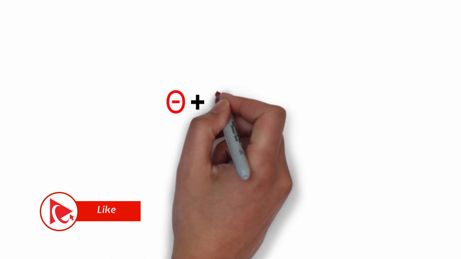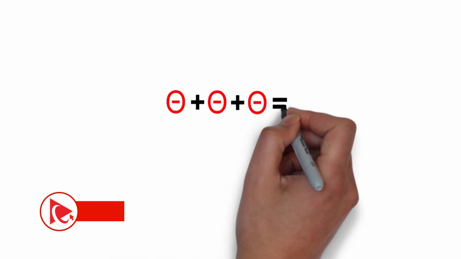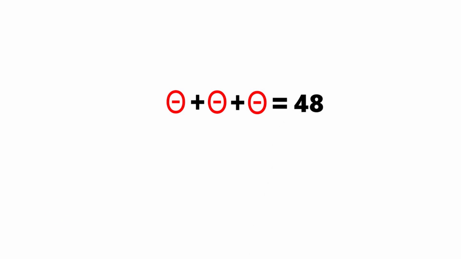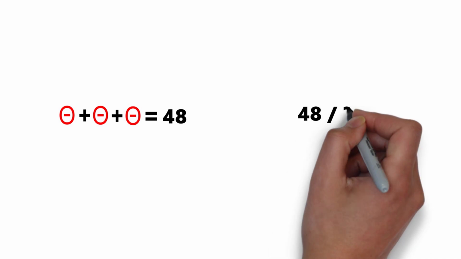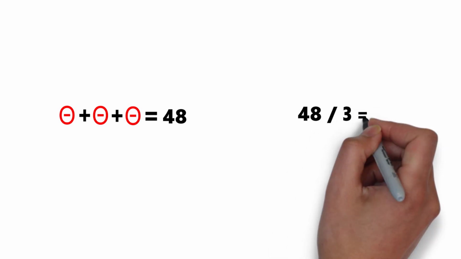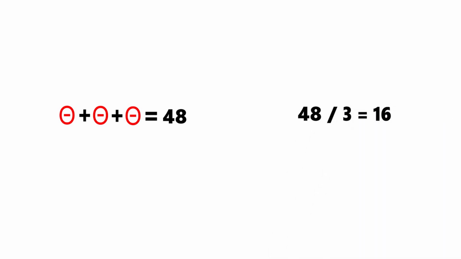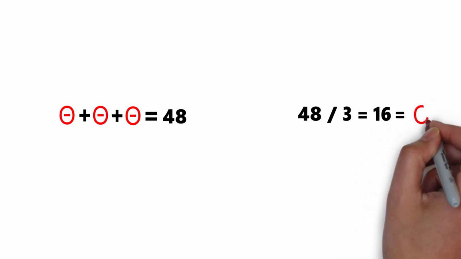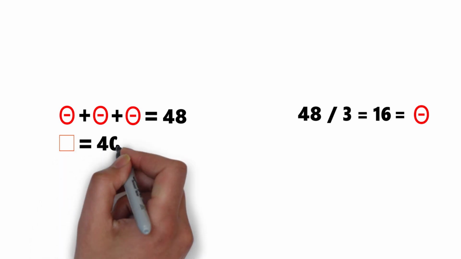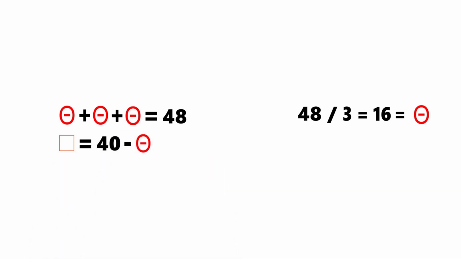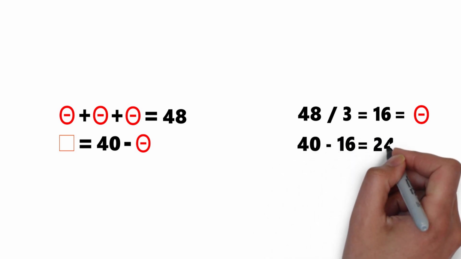So let's look at the first expression from that standpoint. You see that the value of circle can easily be calculated. We do it by dividing 48 by 3, and the result is equal 16. So circle with the dot inside equals 16. In the next step, we need to calculate the square. Square equals 40 minus the circle, which equals 40 minus 16, and the result equals 24.